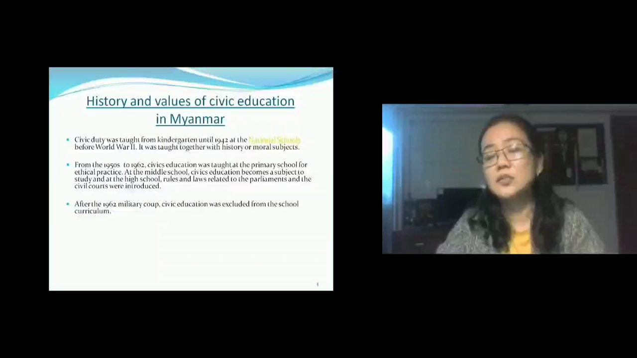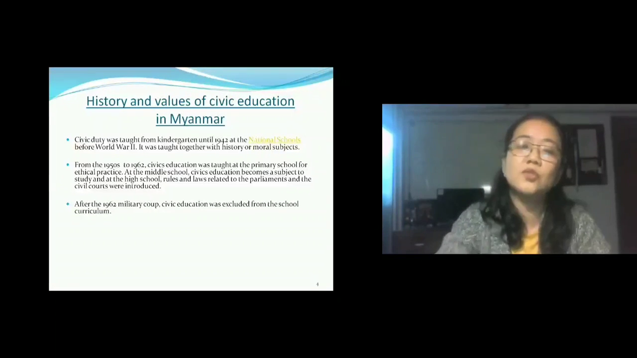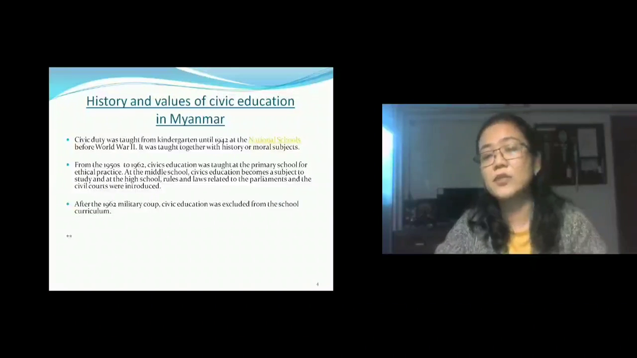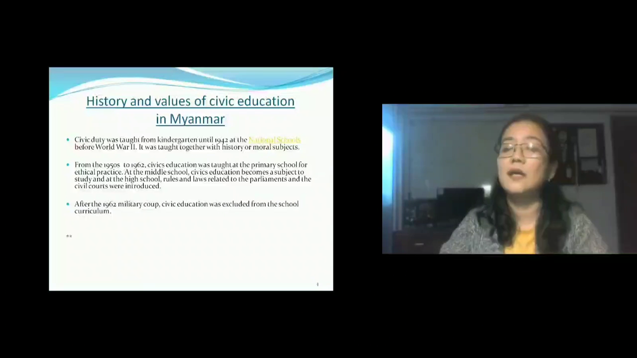Then after that is the 1962 infamous military coup time. After 1962, civic education disappeared. It was excluded from the school system, I mean the public school system. So what about now? Do we have civic education? Yes, we have civic education. Civic education was reintroduced as moral and civic, together with the K-12 curriculum reform, started in 2016 to 2017. So the answer is yes, we did have, and we are now having civic education in the public government schools.